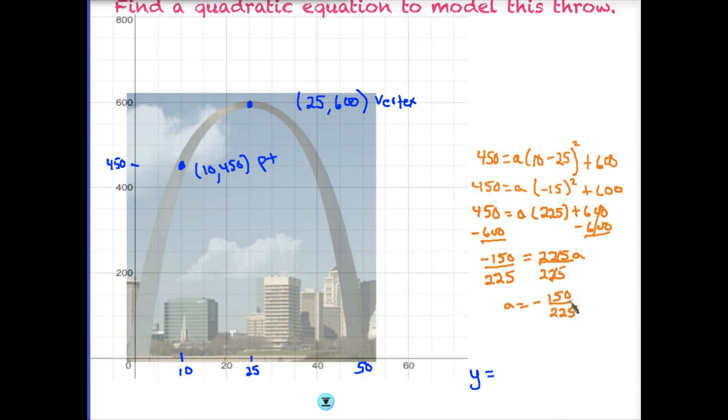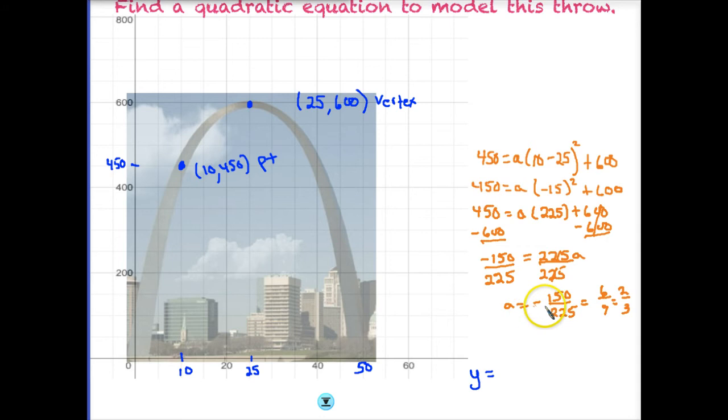Now a couple of things I can do. This is a very big fraction. I could reduce it. I can see right now that 25 goes into both of these, so I could do 25 into 150 and get 6. I could do 25 into 225 and get 9. And then I could reduce it further. 3 goes into 6 2 times, and 3 goes into 9 3 times. So that is one thing I can do.